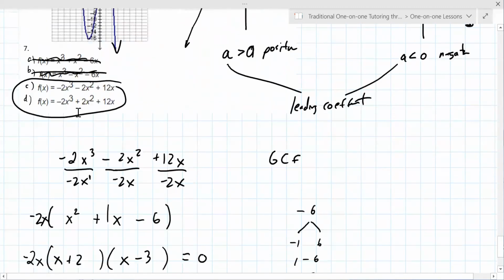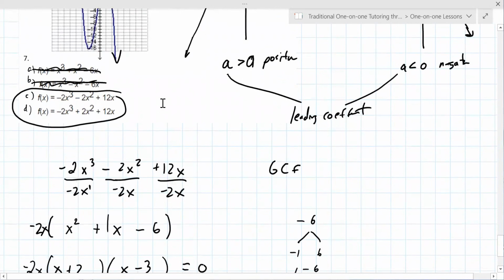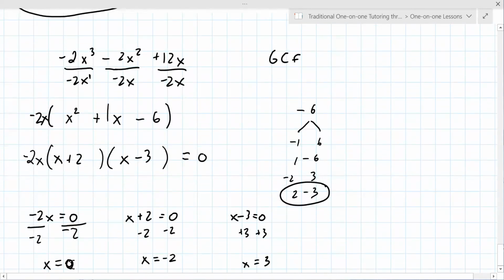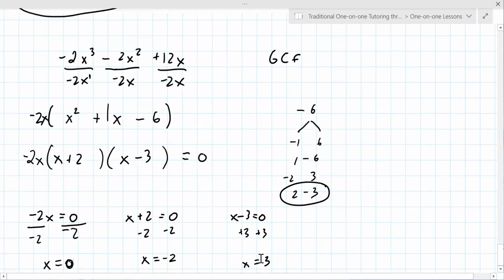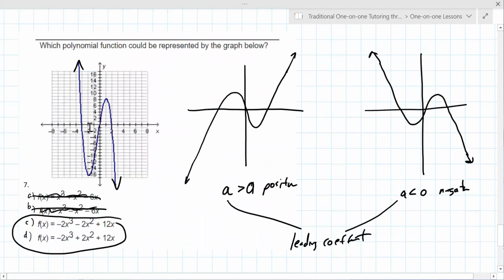So what we're doing here is we're first saying, okay, we think it's answer C, because if it is answer C, then we've got it. But if it's not answer C, then we know it's D. Answer C has 3 places where it crosses the x-axis: 0, -2, and 3. Right. So let's go back and look. Does this one cross at 0, -2, and 3? The answer is no. So therefore it must be letter D.